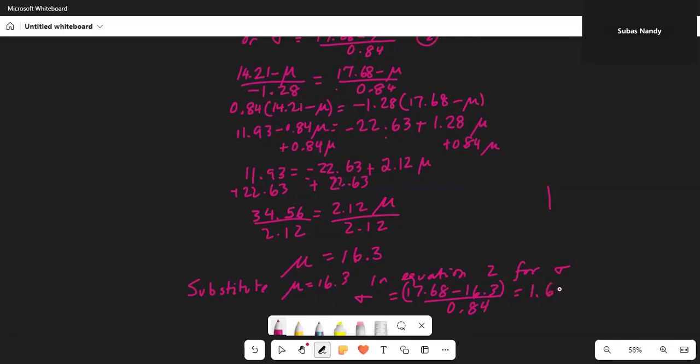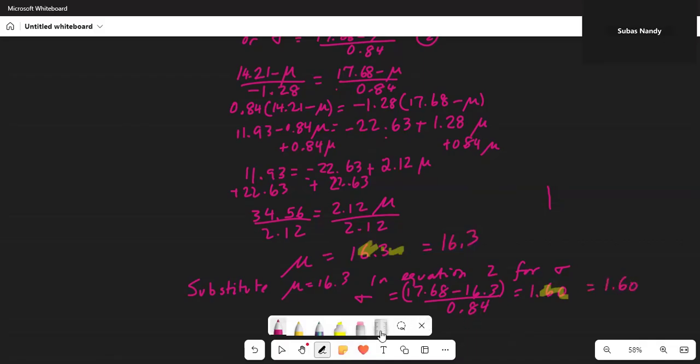So let me highlight the answer. This is the answer for mu, 16.3, and this is the answer for sigma, 1.60.